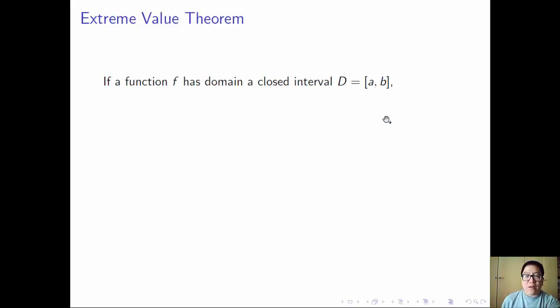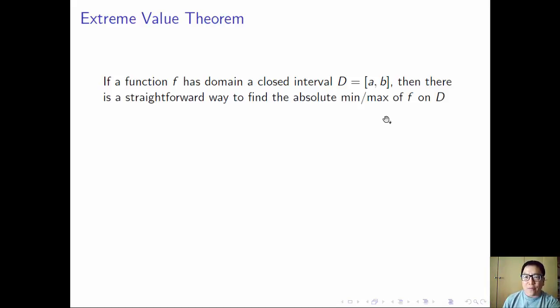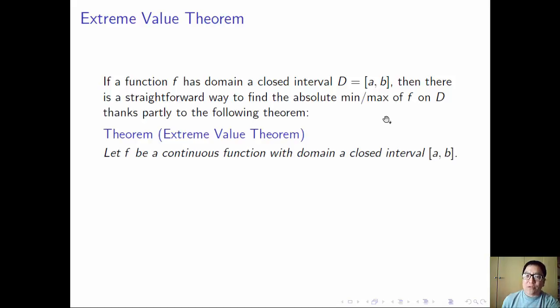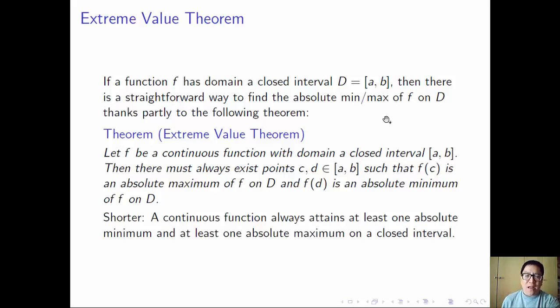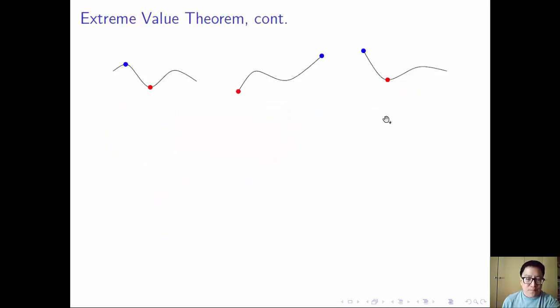All right, now we come to the extreme value theorem. If function f has a domain, a closed interval D going from a to b, then there is a straightforward way to find the absolute maxima or minima of f on D, thanks partly to the following theorem, the extreme value theorem. It's extreme! Let f be a continuous function with domain a closed interval [a, b], then there must always exist points c and d in [a, b] such that f of c is an absolute maximum of f on D, and f of d is an absolute minimum of f on D. All right, so here's a shorter, punchier version. A continuous function always attains at least one absolute minimum and at least one absolute maximum on a closed interval.